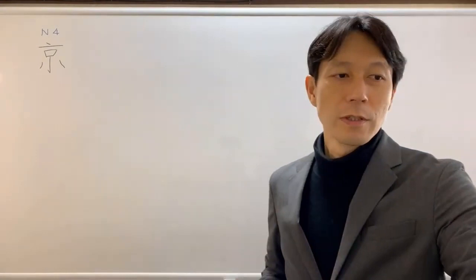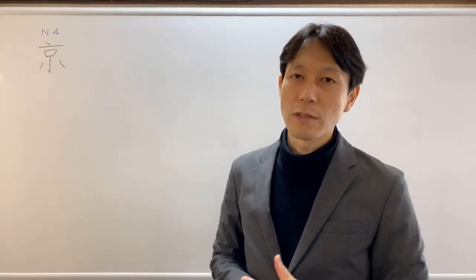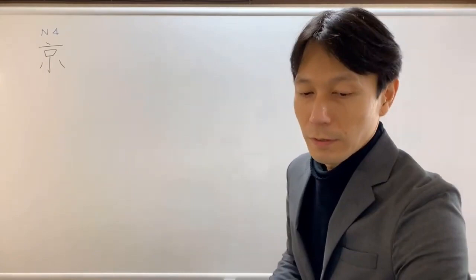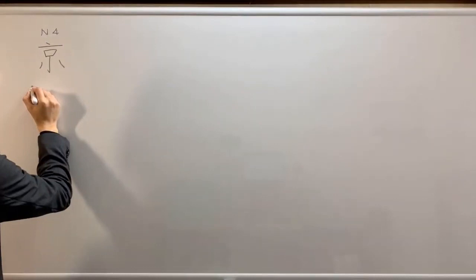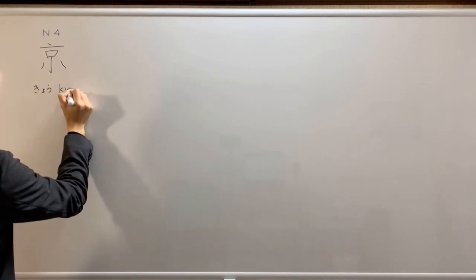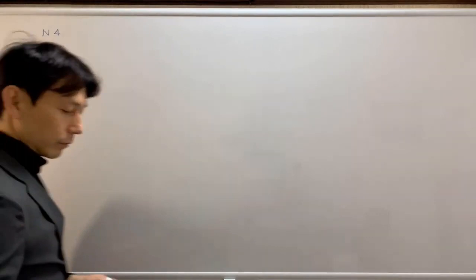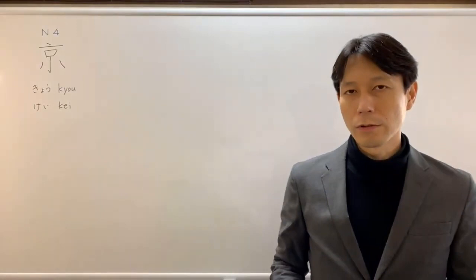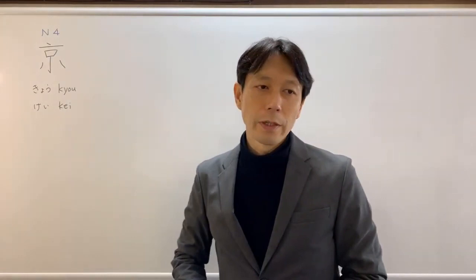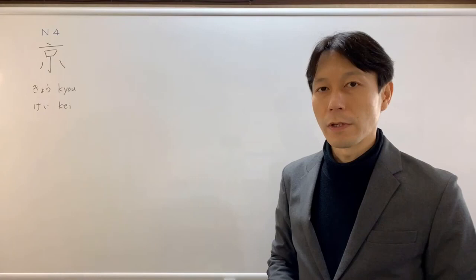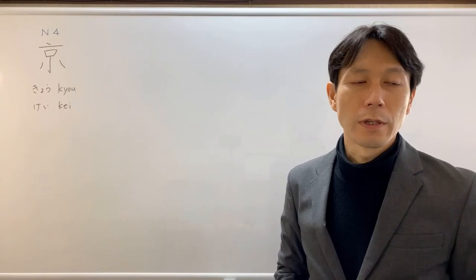Okay, let's get started. First, I will introduce the readings and sample words. On readings, the onyomi are kyou and kei. Kyou is mainly used, and kei is rarely used in conversation. For example, I will introduce two words.